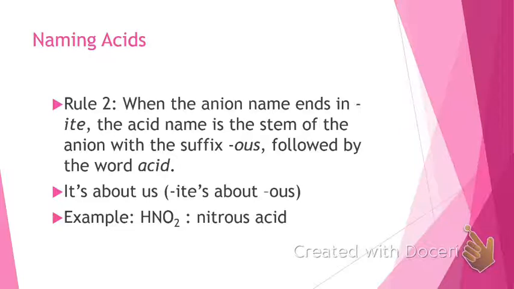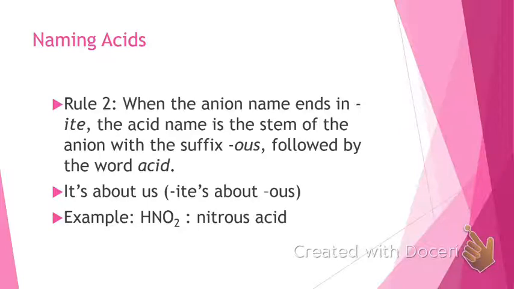Say you're in a relationship with someone and they come up to you and they say, "I need to talk to you." And you say, "Well, what is it about?" And they say, "Well, it's about us." We're going to stretch that a little bit to help us remember how to name our acids. That little stretch is "ites", about us, but we spell it "ous". Our example is HNO2, and we're going to call that nitrous acid.